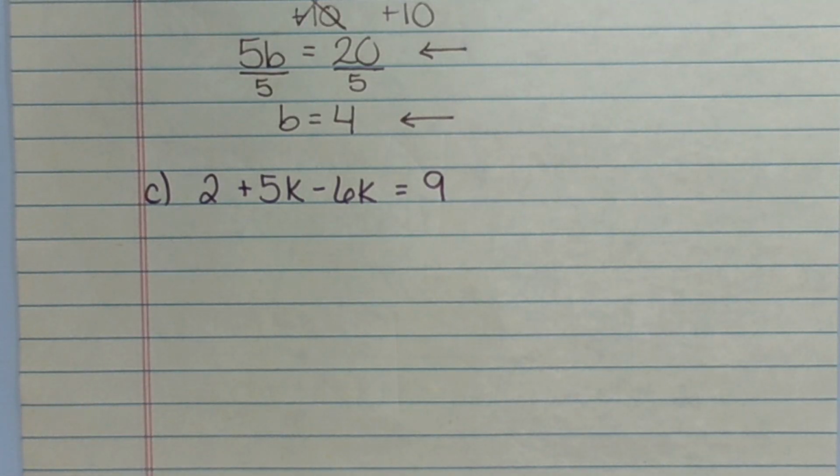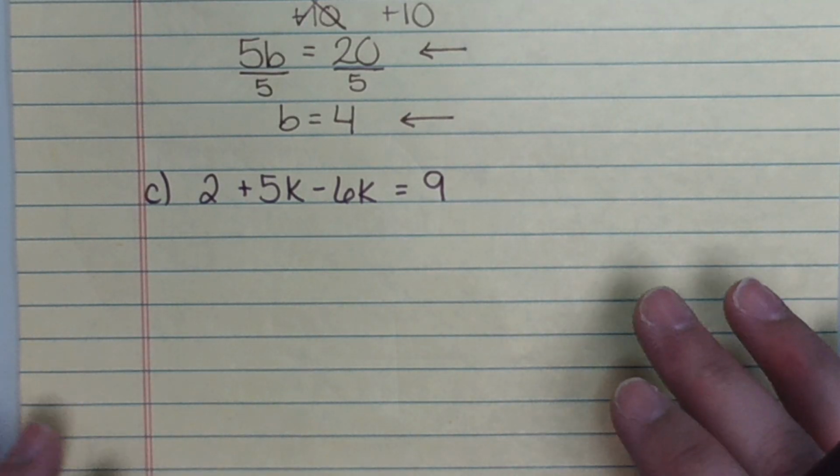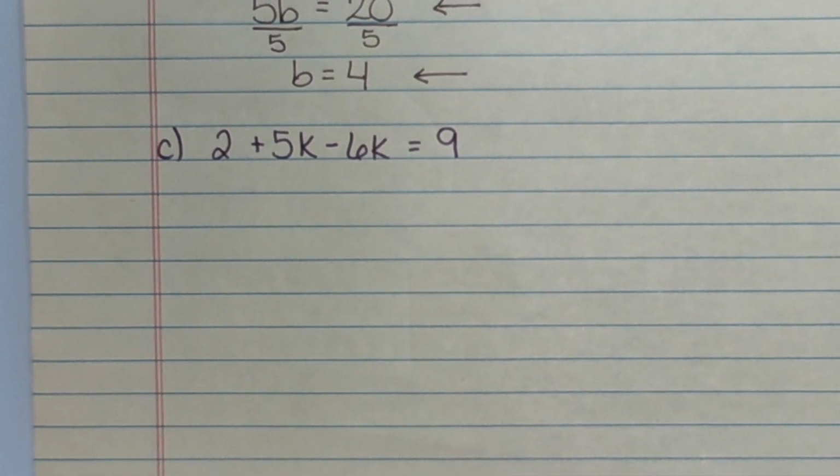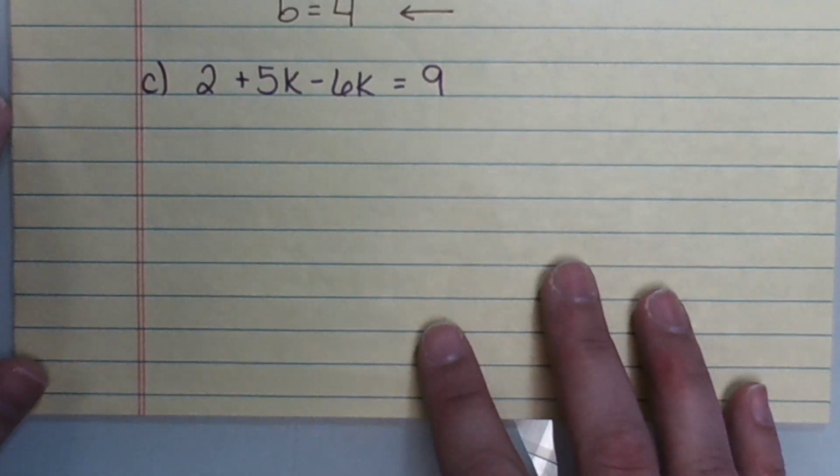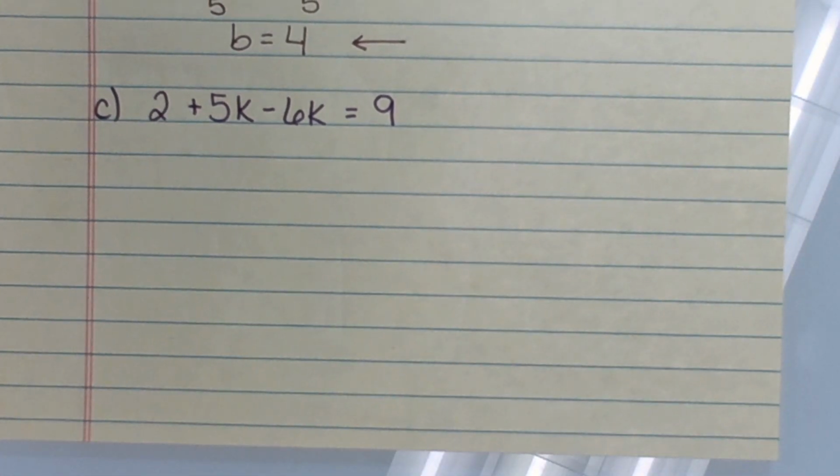We are taking some notes, doing a little bit of algebra review this morning. Two plus 5k minus 6k equals 9. Raise your hands. Who thinks they can tell me what comes first? Mason.